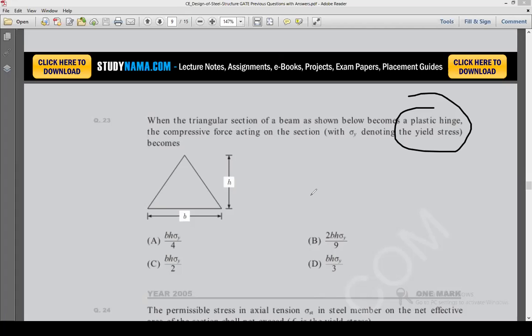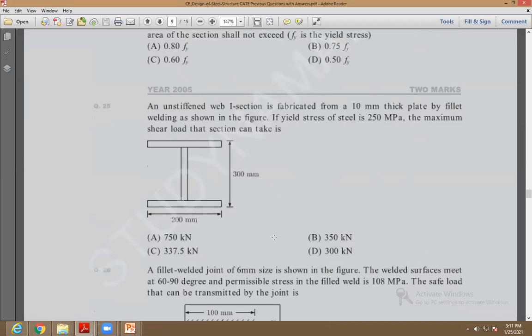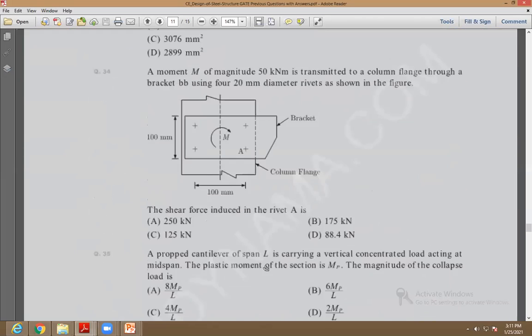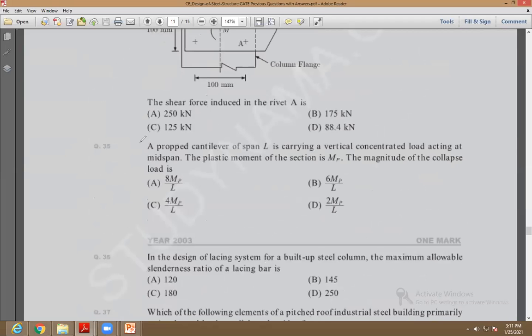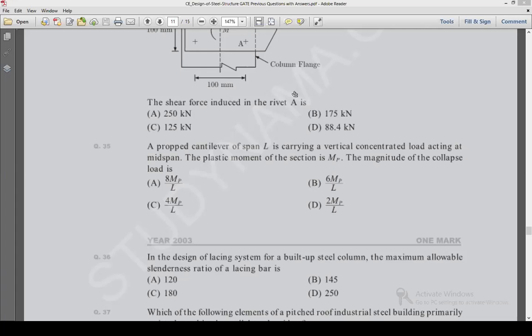Okay, so you can see here again a question on the plastic hinge, triangular section, and for that a sigma y stress is considered. The question is asked, and from that you have to calculate. Then another question on plastic analysis. Here again, a propped cantilever beam is mentioned, and for that, what is the collapse load? That is the question.